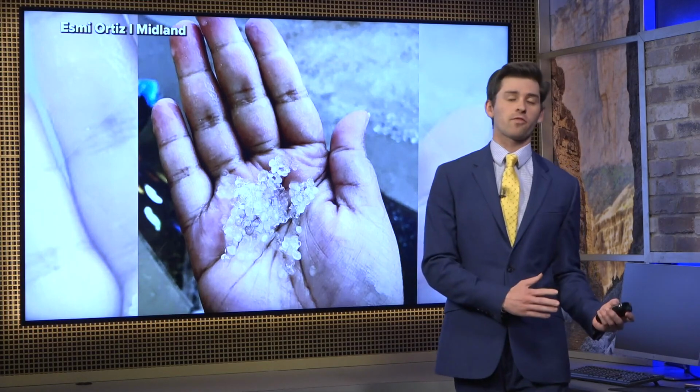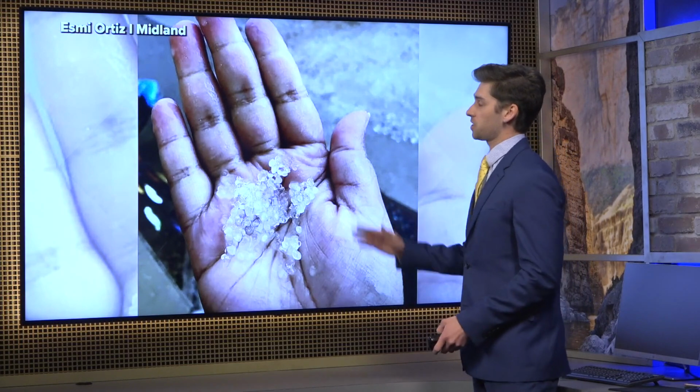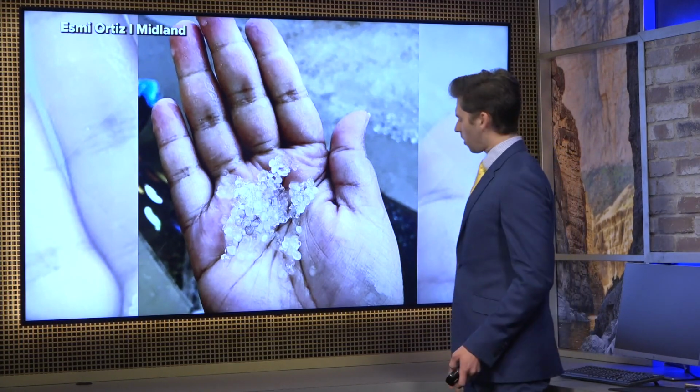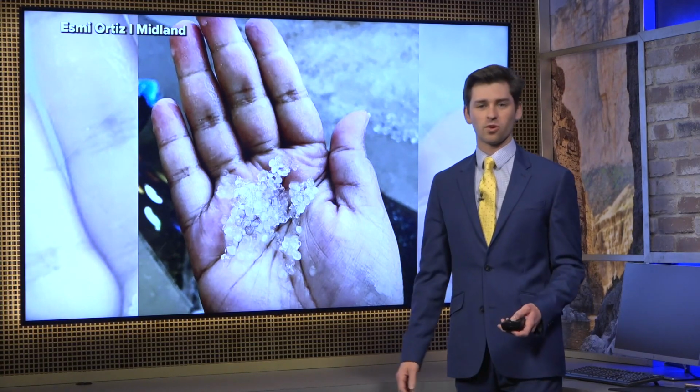We got quite a bit of rain earlier this morning and even some small hail. Here's a couple of pictures. This was sent in by Esme Ortiz. Got some small pea-sized hail there in your hand. Thankfully nothing any larger than that.